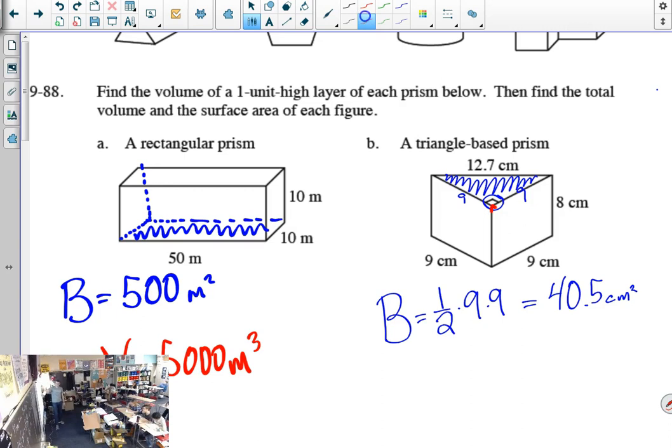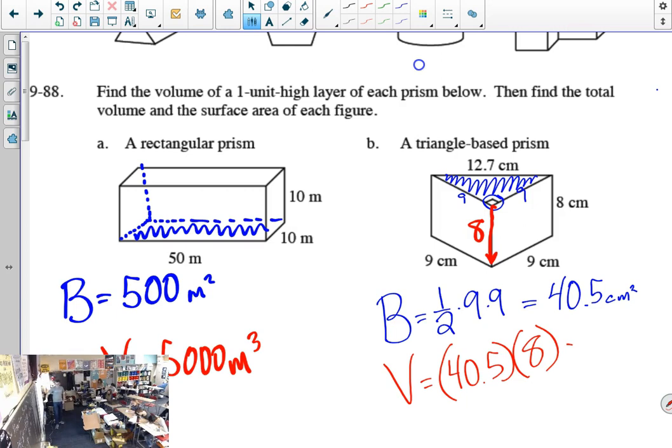Thank you. The distance connecting the 2 bases together is 8. 324. Yep.